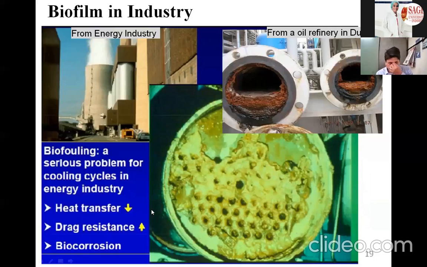You see this particular image. Here you can see this particular pipeline. This image is from an oil refinery of Dubai, and you can see this corrosion and the deposition of a biofilm. Literally half of the diameter is occupied by this. In this below image also, you can see this is a problem of corrosion.